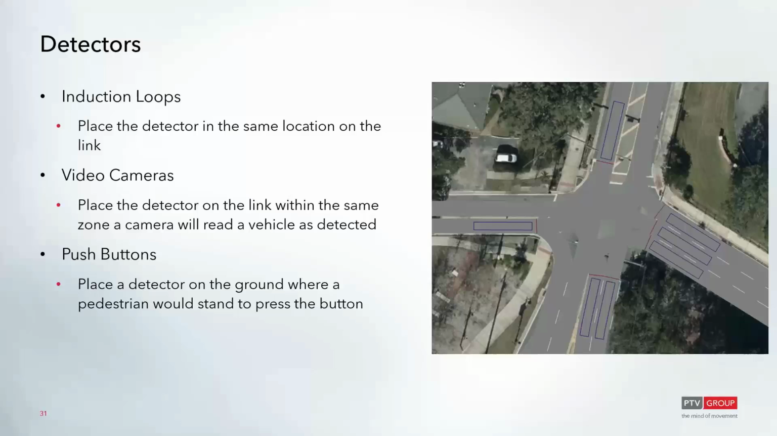For the Vissim detectors, these should be placed really at wherever that calibrated detection zone is in the field. For example, if you do have induction loops in the field, then you'll just want to place those detectors in that same physical location for that same length. Or if you have video cameras, you'll just want to place those detectors over that same area where that camera is going to actually recognize those vehicles. And then for any pedestrians, if you want to add in a push button detector, then you can just place a small detector on the ground wherever that pedestrian is going to stand and actually push that button.